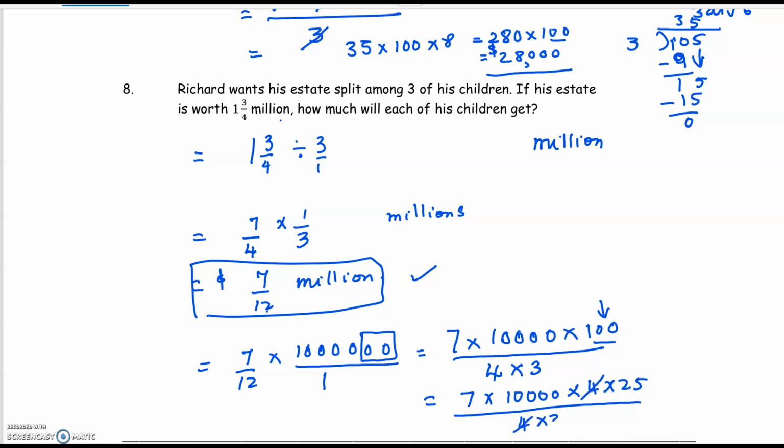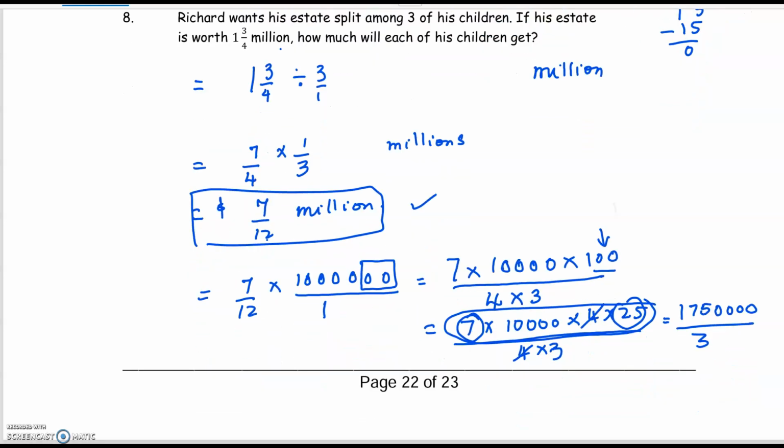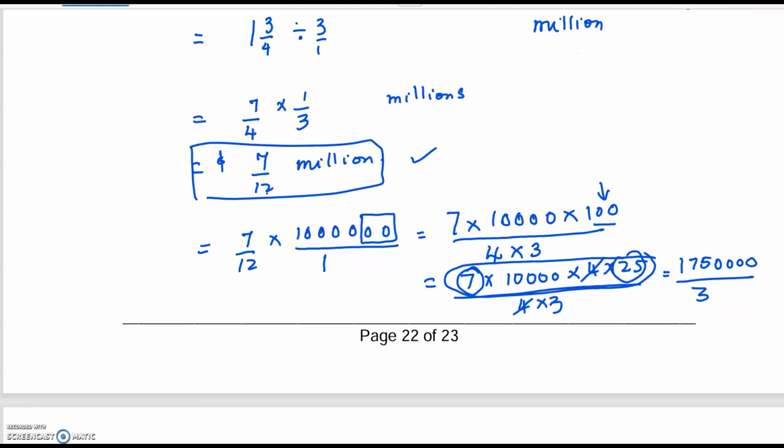Seven quarters make $1.75. So this times this is 175 followed by 4 zeros, divided by 3. Now if we divide this quantity by 3, that'll tell us exactly how much money each child got. So let's do this division.